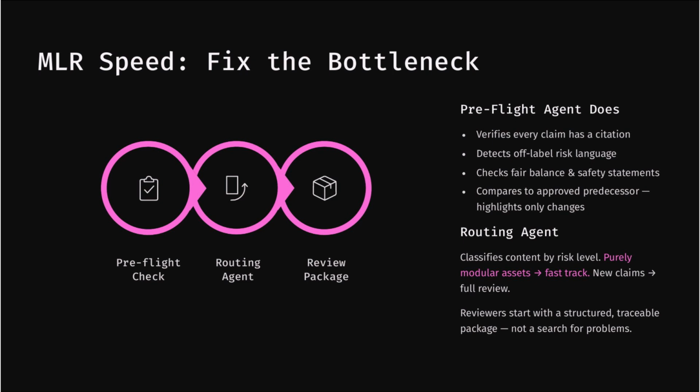Instead of reviewers spending time finding problems and chasing missing references, they start their review with a content package that is already structured, traceable, and consistent. That is how you compress cycle time without reducing rigor.